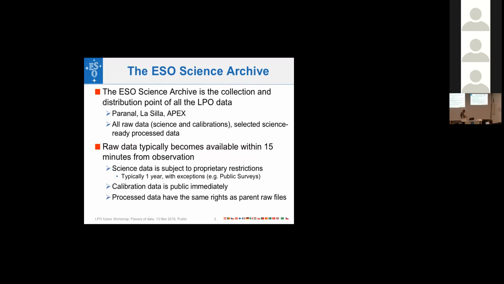So like I said, the ESO Science Archive, and the URL was above, and it's very easy to remember, of course, archive.org, is the collection point of all of the data that come from the La Silla Paranal Observatory. And as you know by now, La Silla Paranal means, well, La Silla, Paranal, and Apex, which is literally in neither of those sites, but it's still part of the observatory. So this is the sub-millimeter antenna on Chajnantor. I'll get to some details later, but by and large, the content of the archive is that all of the raw data end up there, science and calibrations, and also science-ready processed data you can take out and work on immediately.